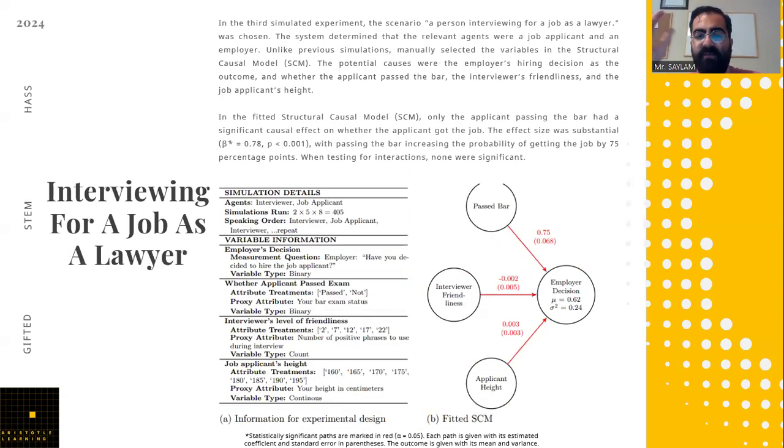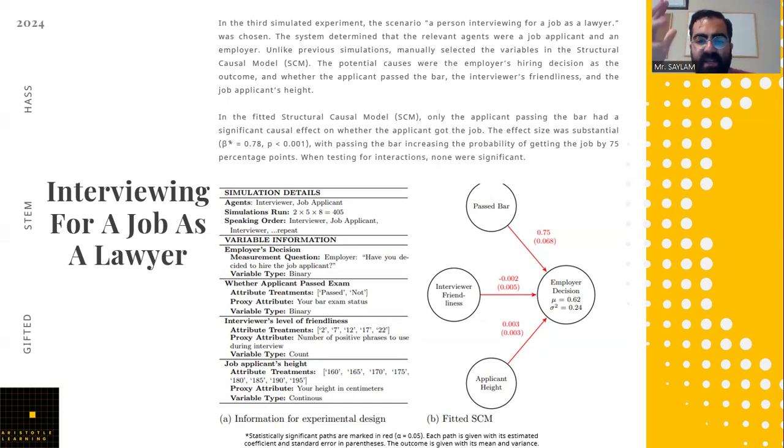Thirdly, interviewing for a job as a lawyer. In the third simulated experiment, the scenario chosen was a person interviewing for a job as a lawyer. The system determined that the relevant agents were a job applicant and an employer. Unlike previous simulations, the variables in the structural causal model were manually selected. The potential causes were the employer's hiring decision as the outcome, and whether the applicant passed the bar, the interviewer's friendliness, and the job applicant's hair.